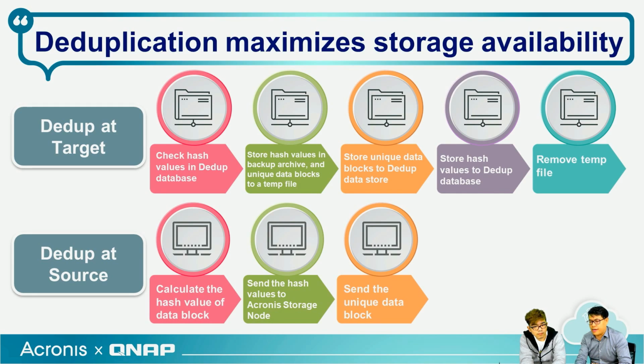If you don't care about the transmission bandwidth, because you are in your LAN environment, you can just back up all your data from the source to a target and do the deduplication on the target side. On the target side, it will help you dedupe the data, even if the data is compressed. And then we can see the experimental result in the next slide.